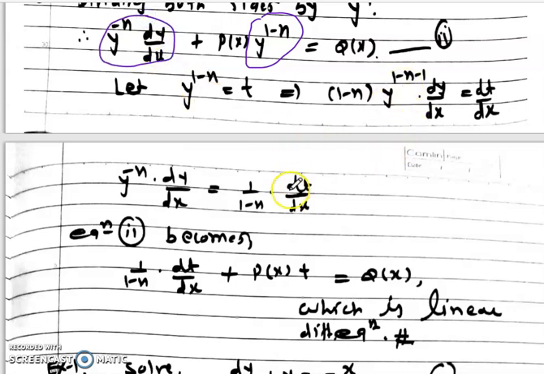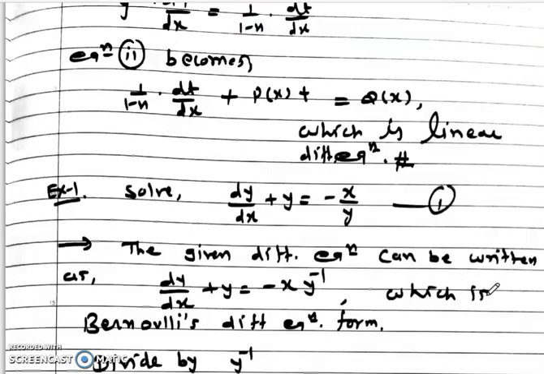1 divided by 1 minus n dt by dx plus p of x times y raised to 1 minus n, which is t, is equal to q of x, and this is exactly linear. If it is linear, then we can solve it by the previous method. How we can find the general solution of the linear equation, that we have already discussed previously. But here also we will see the solution of the Bernoulli differential equation.